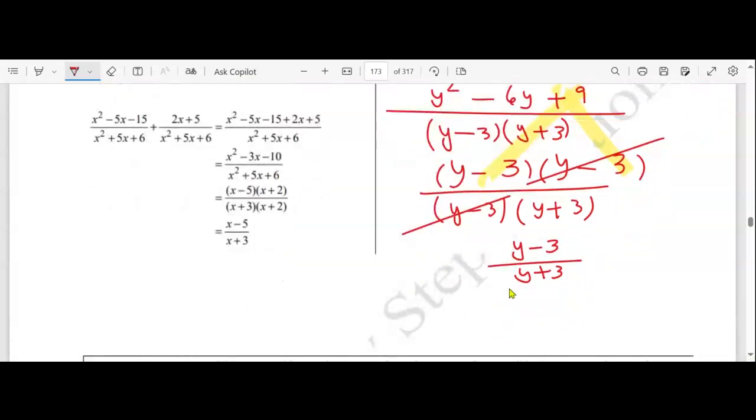Can I cancel the y with a y? No. Can I cancel 3 with a 3? No. Why? Because they are bound together by subtraction, and here is plus. Clear? Move on.